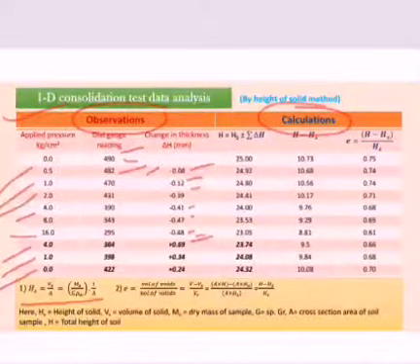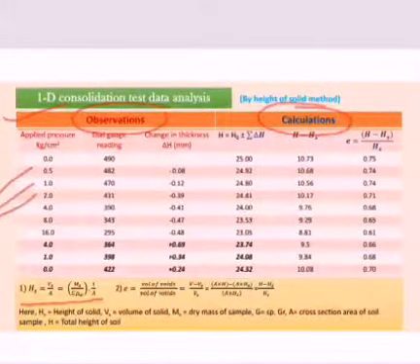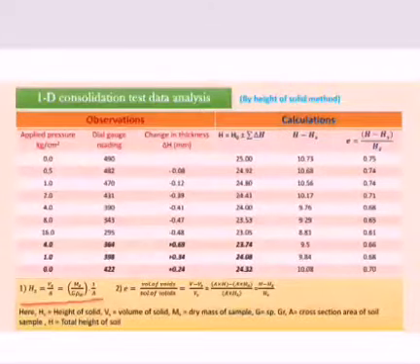When we reduce the applied load to 4 kg per centimeter square, there will be a change in the thickness in the positive direction. That means there will be swelling. By the same method we will find the swelling, that means the change in thickness in the positive direction, for 4 kg, 1 kg, and for 0. Now this is the observation part, and after that we will go to the calculation part.